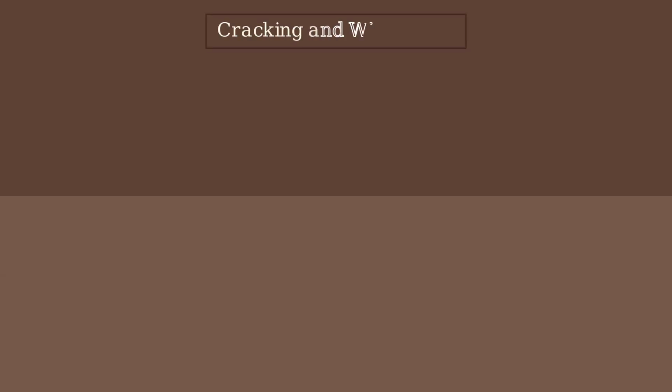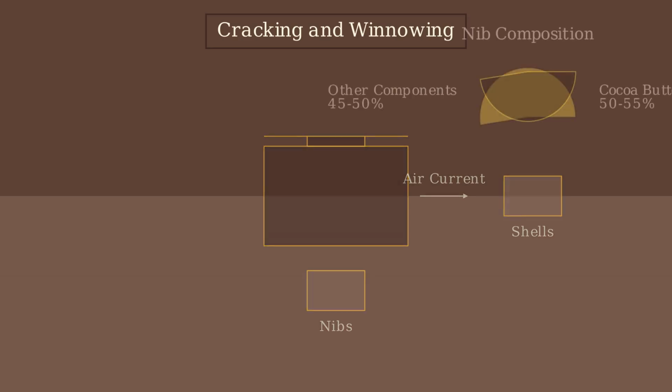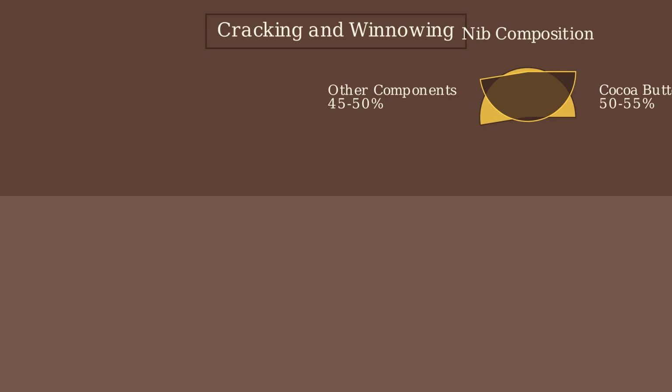After the roasting process, the cacao beans move to the next crucial stage, cracking and winnowing. The roasted beans are first cracked into smaller pieces. These cracked pieces then enter the winnowing machine, where air currents separate the outer shells from the nibs. The nibs are the essential ingredient for chocolate production. They contain about 50 to 55% cocoa butter, along with other components needed for chocolate.